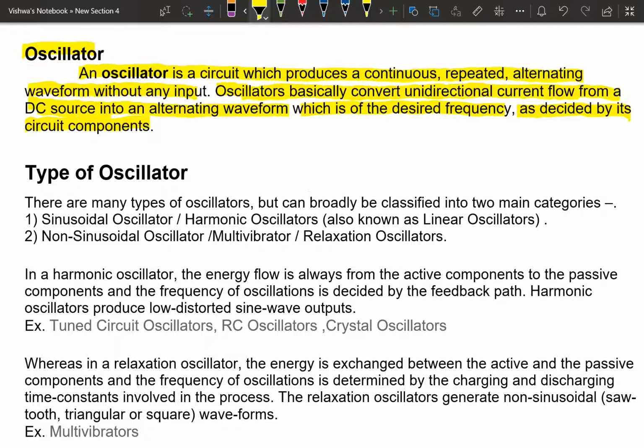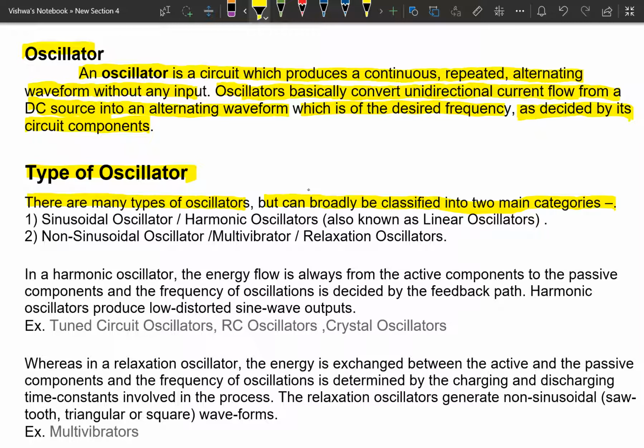That means we can convert a DC source into alternating waveforms of any desired frequency, and that frequency is decided by the circuit components, such as resistors and capacitors. These will decide the frequency of the oscillations. So this is the meaning of an oscillator. Next, types of oscillators. There are many types of oscillators, but they can broadly be classified into two main categories.